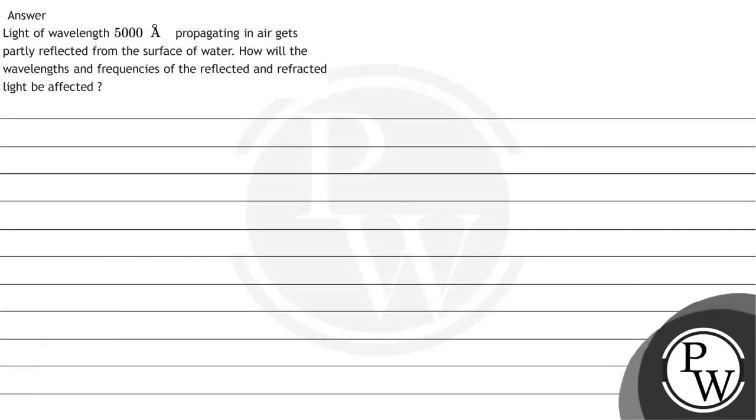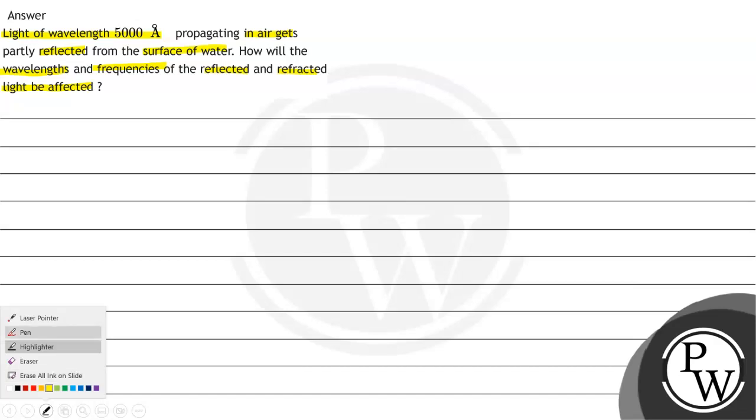So the question says: light of wavelength 5000 angstrom propagating in air gets partly reflected from the surface of water. How will the wavelengths and frequencies of the reflected and refracted light be affected? So to understand the question, let us first draw a diagram.